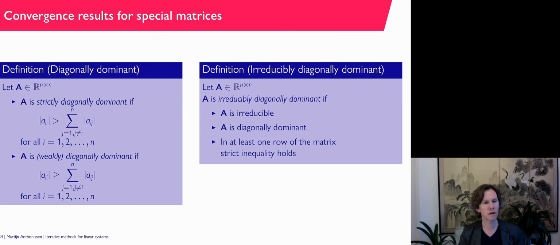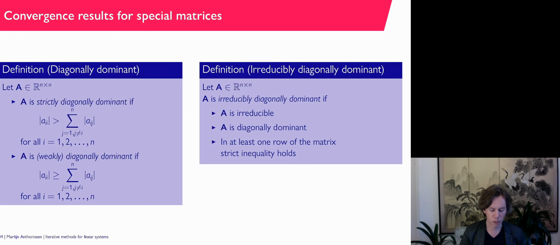So in the blue box on the left, you see diagonal dominance. A matrix is called strictly diagonally dominant if the diagonal entry, absolute value, is bigger than the sum of the off-diagonal entries in the same row, also absolute value. And we say weakly diagonally dominant, and this is in between parentheses, so A is also called simply diagonally dominant, if we don't say strictly or weakly. That is if you have a bigger or equal sign here. So it can also be equal.